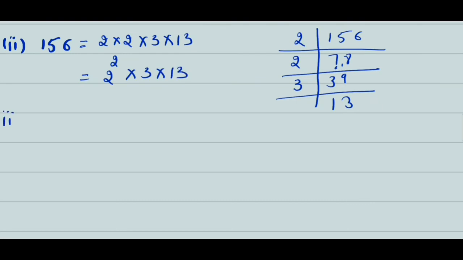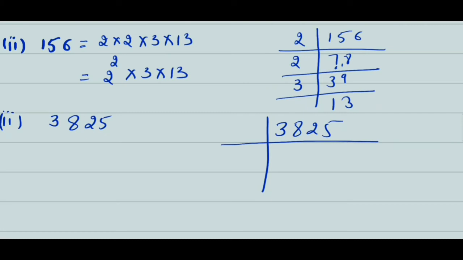The third question we have is 3825. Let's find the prime factors of this number. First check the divisibility with 2. It won't go with 2, it will go with 3. 1, 2, 7, 5. Again check the divisibility of this number with 3. Yes, it will go with 3. I'll get 4, 2, 5. Again check.